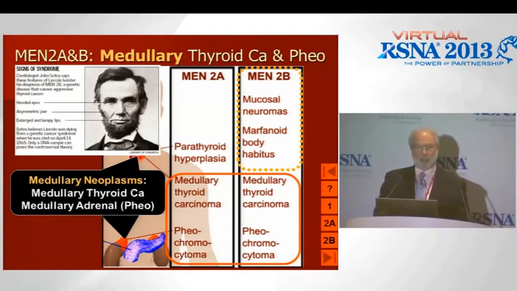Did Abraham Lincoln actually have MEN2B? Did he have marfanoid facies? Are these lesions on his lips actually mucosal neuromas? The jury is out on all of this, but if you contact Dr. Google, you can learn much more about this.